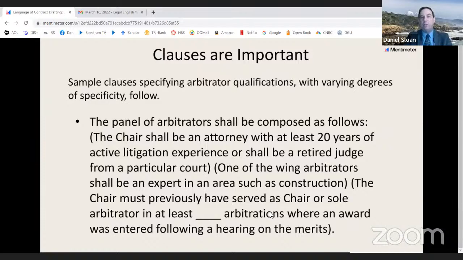The panel of arbitrators shall be composed as follows. The chair shall be an attorney with at least 20 years of active litigation experience, or shall be a retired judge of a particular court. And that court would be assumed to be handling those kinds of cases. One of the wing arbitrators shall be an expert in an area such as construction. The chair must previously have served as a chair and sole arbitrator in at least blank arbitrations where an award was entered following a hearing on the merits.